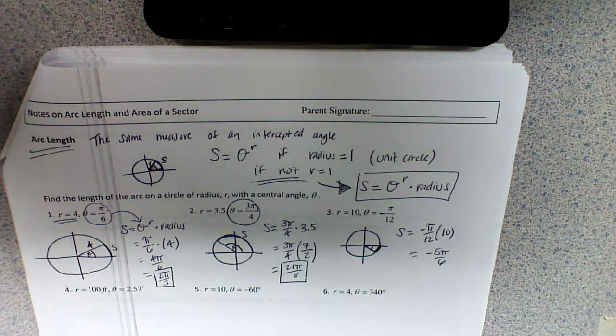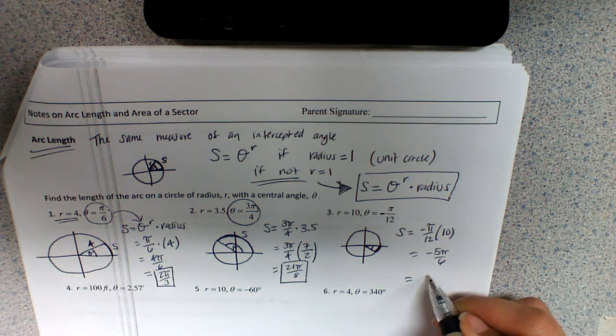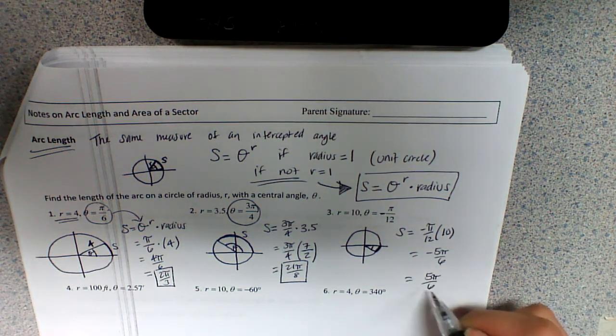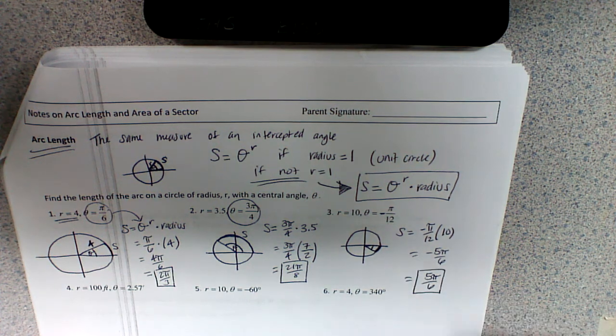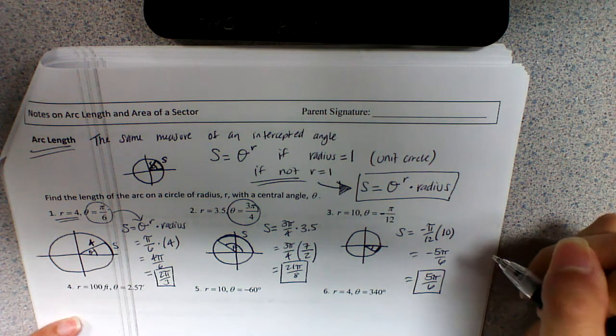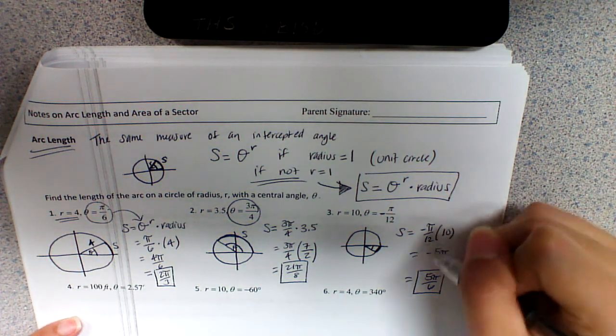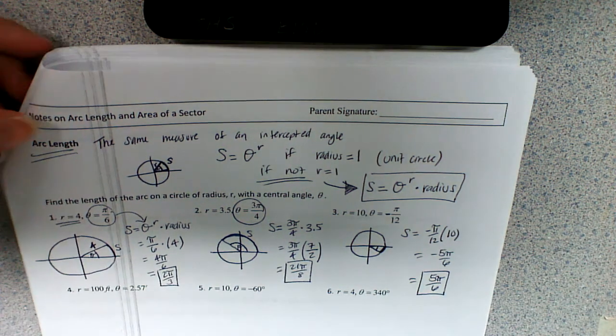But here's the problem. We can't have a length that's negative. If you remember back from when you talked about distances or lengths, it doesn't make sense to have a negative distance or a negative length. So we're going to take the absolute value, because our length cannot be negative. Write that down if you need to.